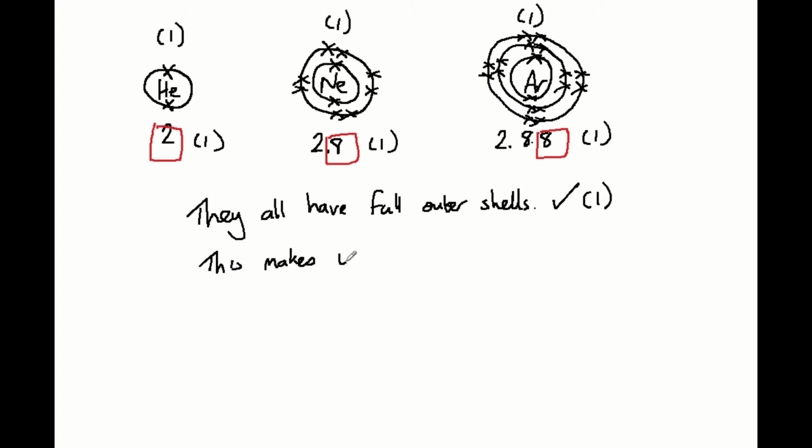Because if they've got a full outer shell, then what we find is that they're not going to easily gain or lose electrons. So what we find is they're unreactive as a result of that. And there's your answers to that question. So add up your scores and give yourself a mark out of 8.